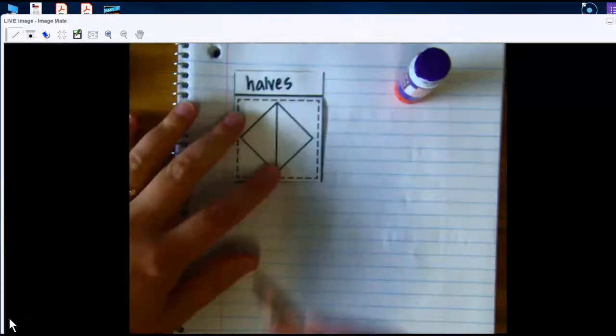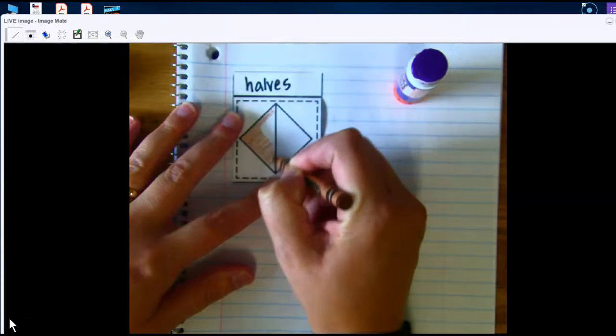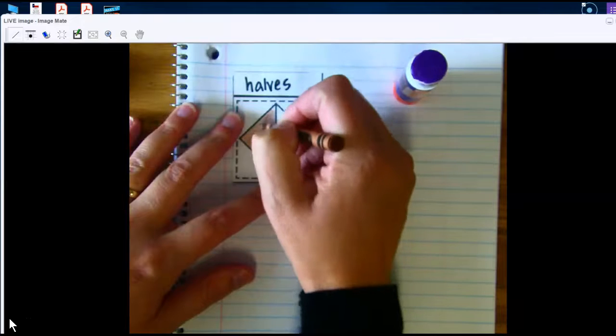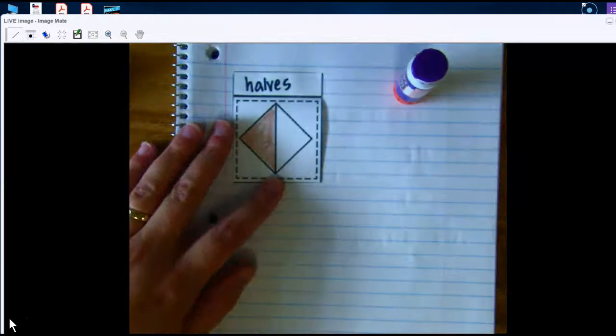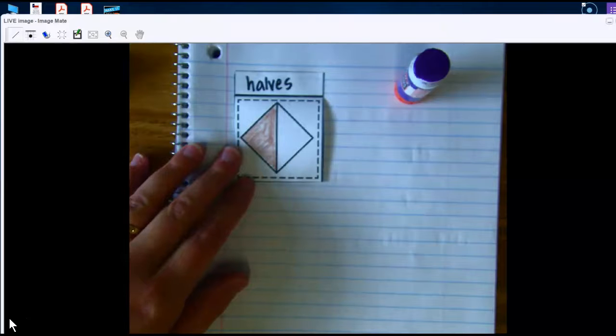Okay, so I'm only going to color 1. So color just 1 equal part. See, they're both the same size, but I'm just coloring 1 part. You can use whichever color you want, but only 1 color.